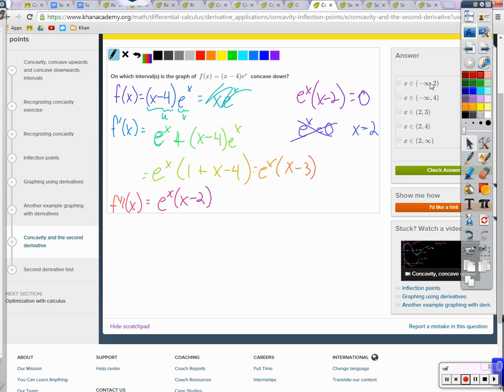Does it switch to concave up? I don't know. Try it out. Plug in the 3. Is e to the 3 positive or negative? Positive. What's 3 minus 2? Positive. So positive times positive is positive. So yeah, it's concave up afterwards. So it must just be from negative infinity to 2 that it's concave down.